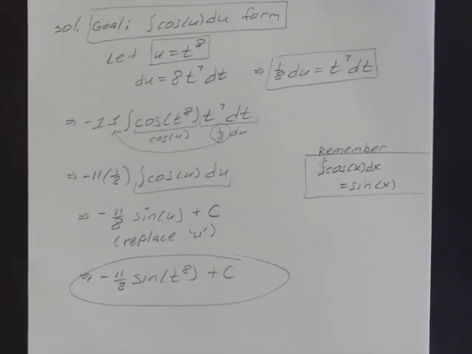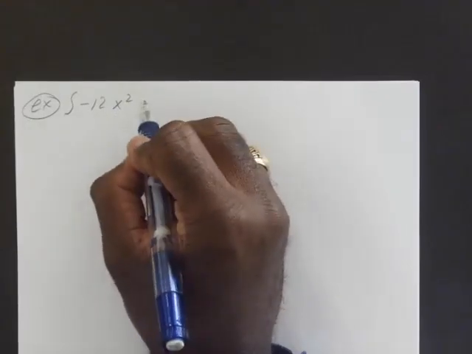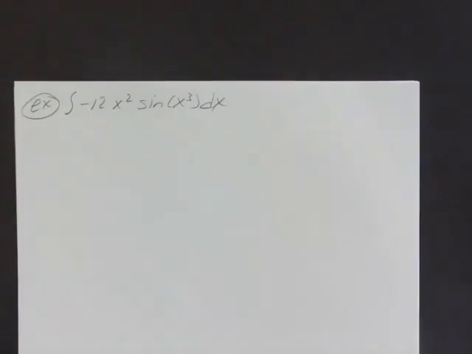All right, any questions on that one? All right. So let's say if we wanted to find the integral of negative 12 times x squared times sine of x to the 3rd power with respect to x.